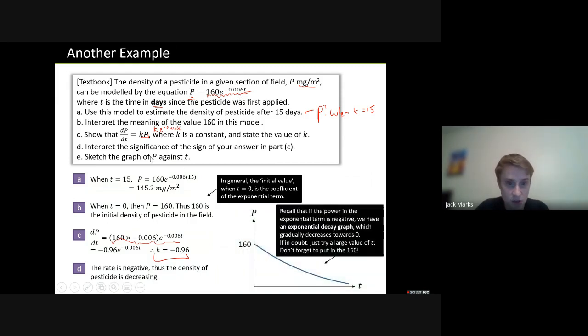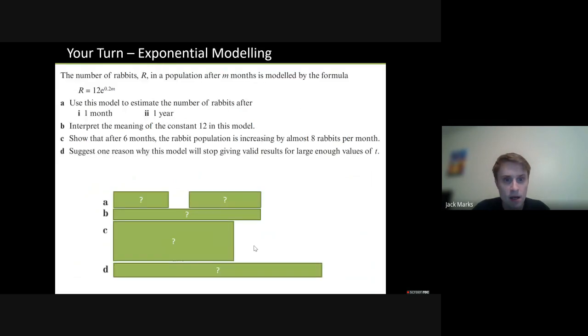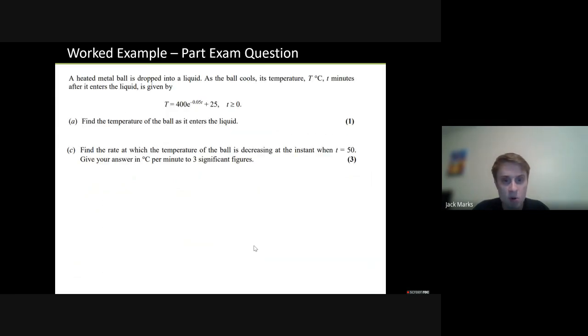Finally, sketch the graph of P against T. Notice here that we've only drawn the right-hand side because T is days afterwards. You're not going to have negative days, so it doesn't make sense. So we've only drawn the right-hand side. We've drawn an exponential decay graph, okay, and we've checked our y-intercept, which should be 160. That's why it looks that way.